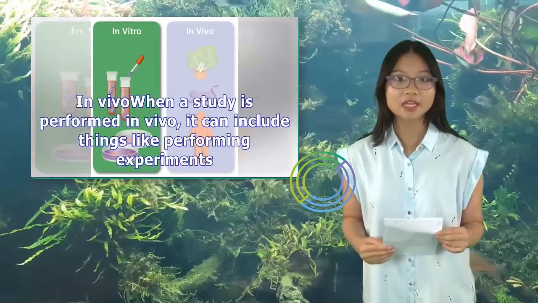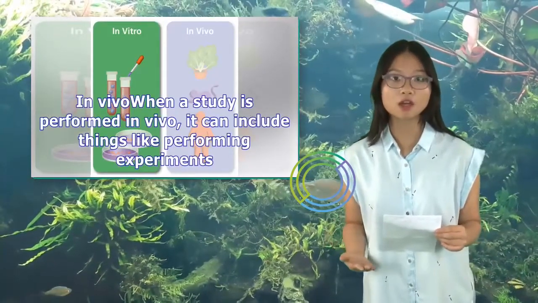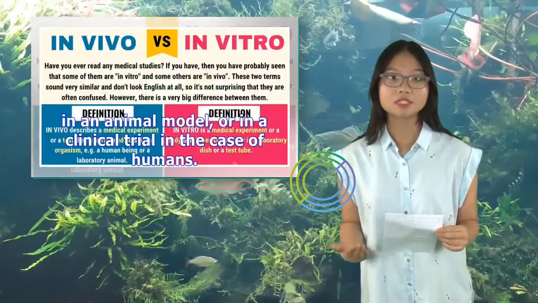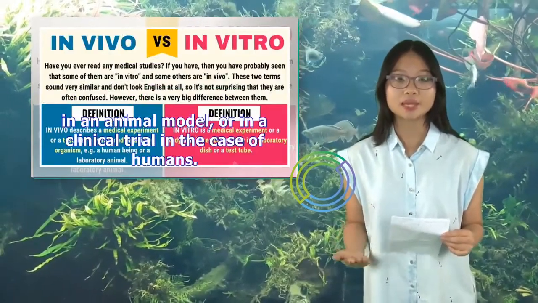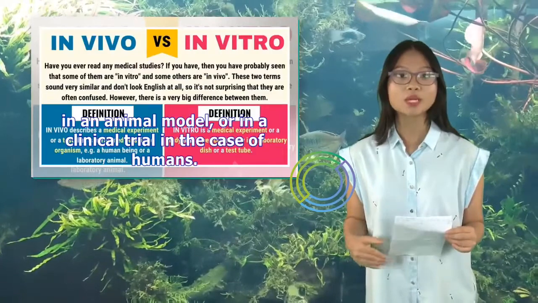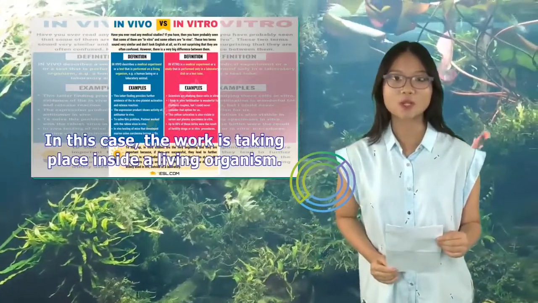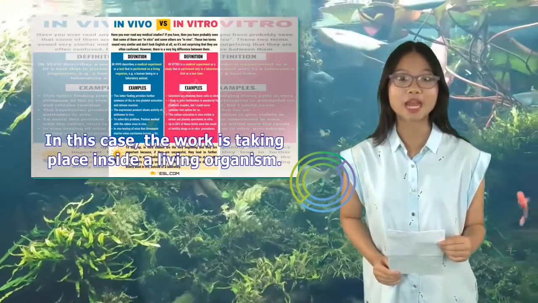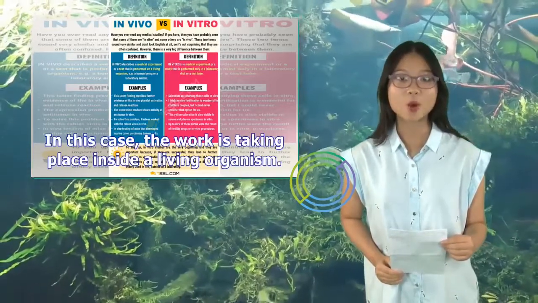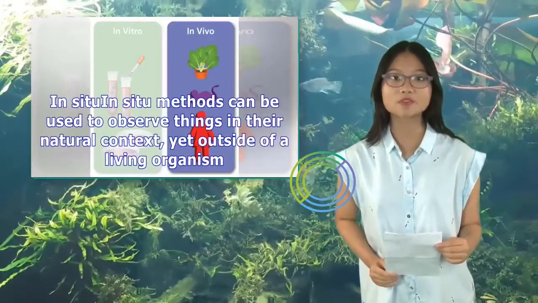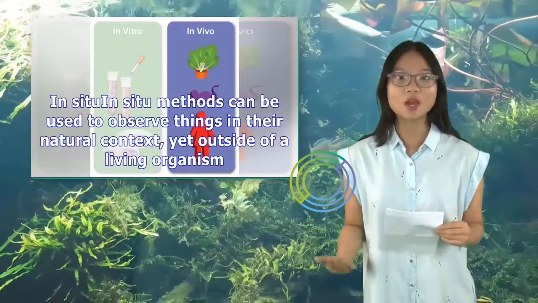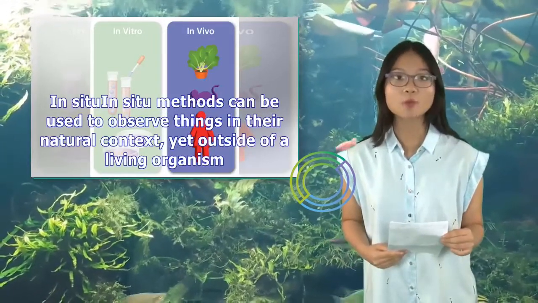In vivo. When a study is performed in vivo, it can include things like performing experiments in an animal model, or in a clinical trial in the case of humans. In this case, the work is taking place inside a living organism. In situ methods can be used to observe things in their natural context, yet outside of a living organism.